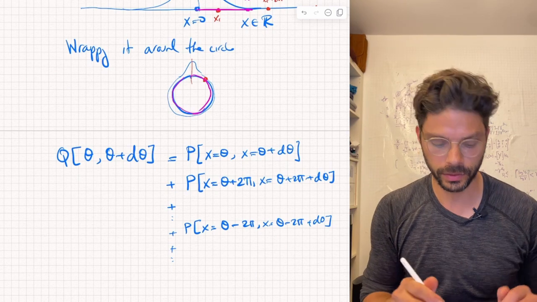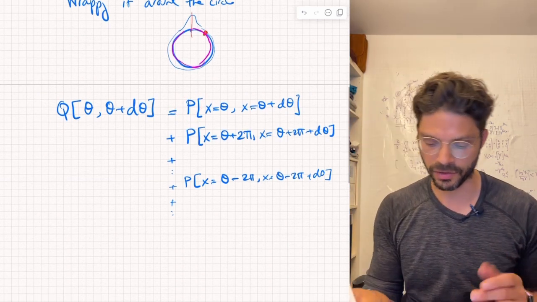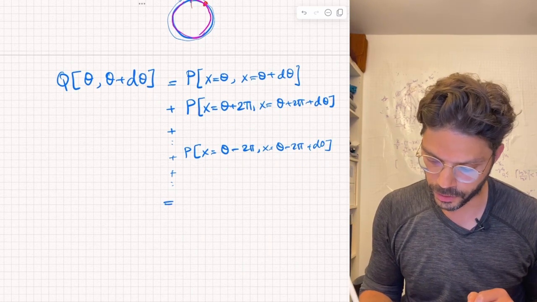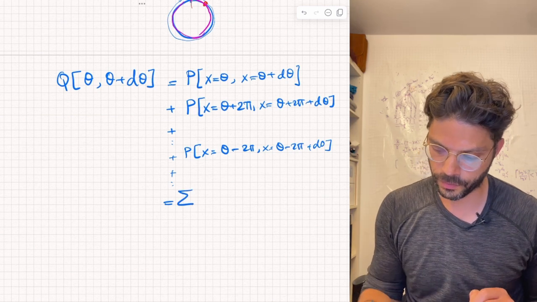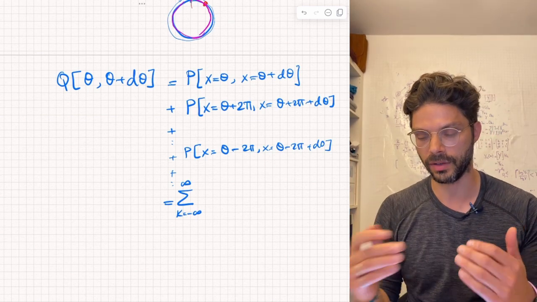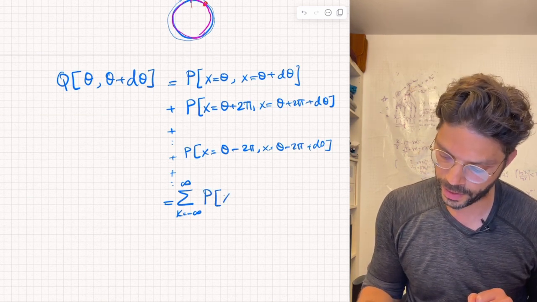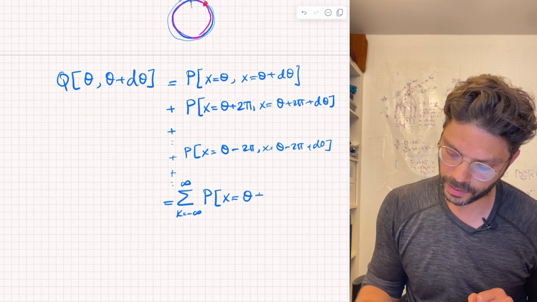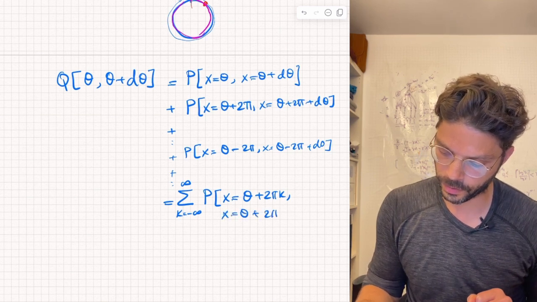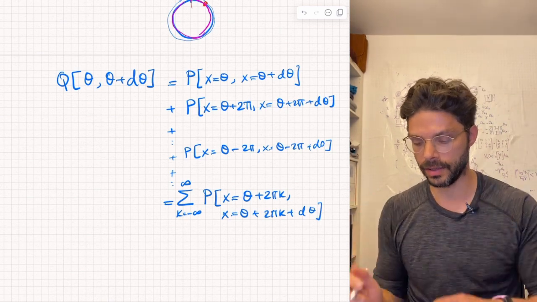So q we don't know. We're going to build it up from p that we do know. Okay, so now what are all these things? Well, as you make d theta very small, this is just going to equal the sum, so we've got k going from minus infinity to infinity. The k is going to be the index of the two pi's we're adding. So p of x is equal to theta plus 2 pi k. Right, so the probability mass in that section.